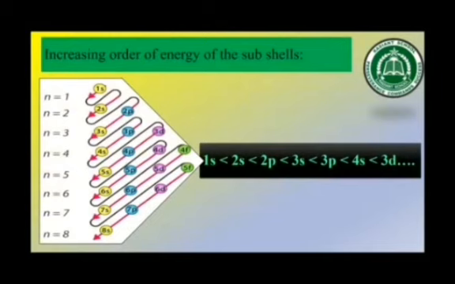Okay students, now the increasing order of energy of the subshells according to the Aufbau principle is here. 1s is having less energy as compared to 2s orbital, and 2s orbital is having less energy as compared to 2p orbitals. In the same way, 3s orbital is having more energy as compared to 1s, 2s, 2p and so on. Let's discuss some examples of how to do electronic configuration by using the Aufbau principle.